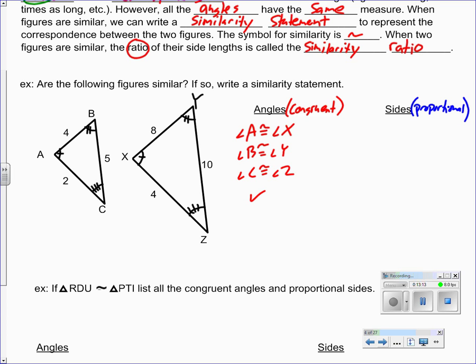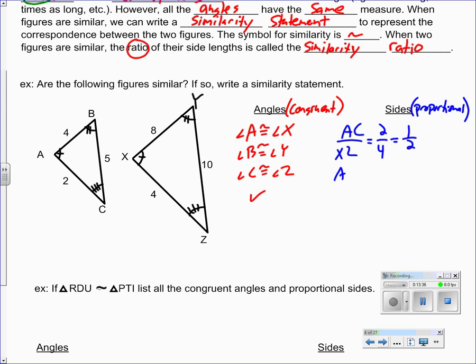Look at the first side of the triangle on the left, side AC, and compare that to the corresponding side on this other triangle. A lines up with X and C with Z, so look at side XZ. I see that the ratio is 2/4, which is 1/2. So do the same thing with the other two sides.